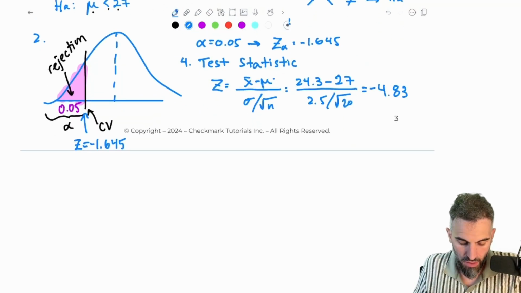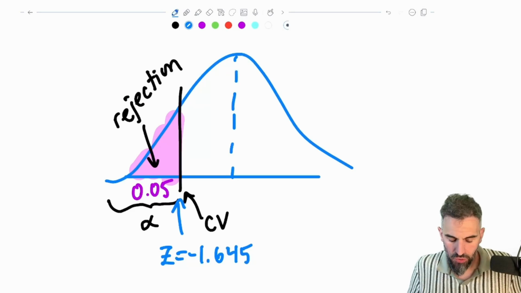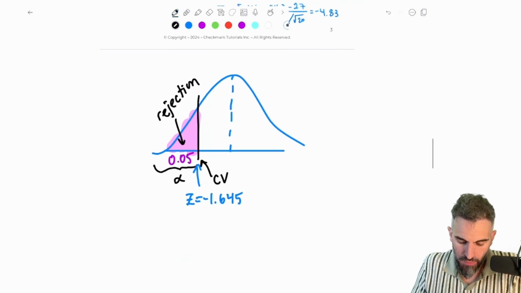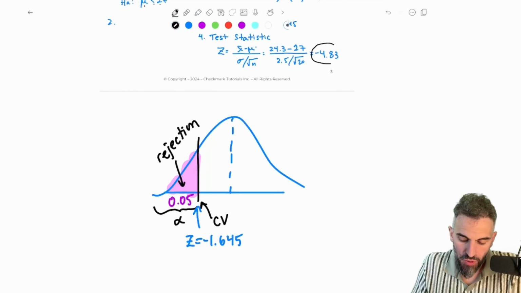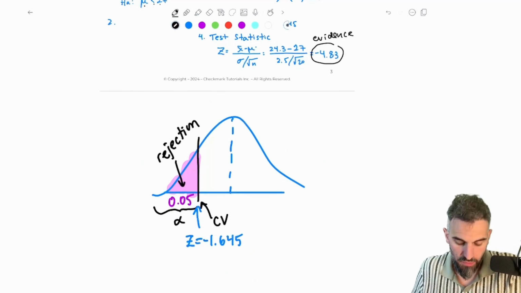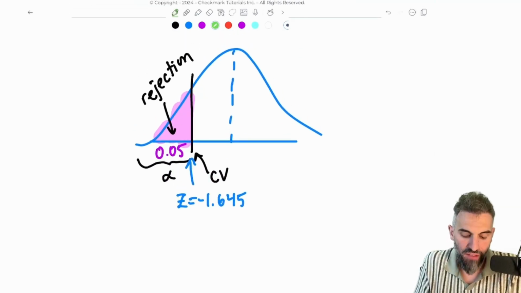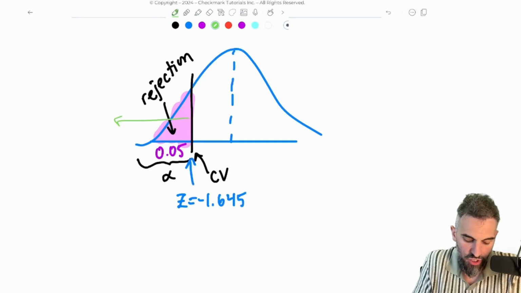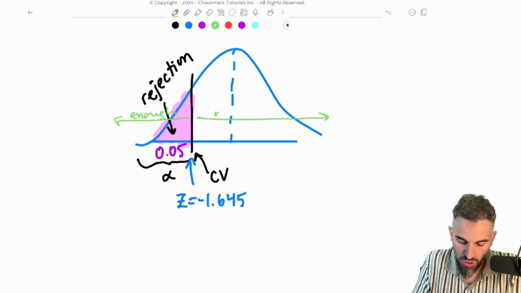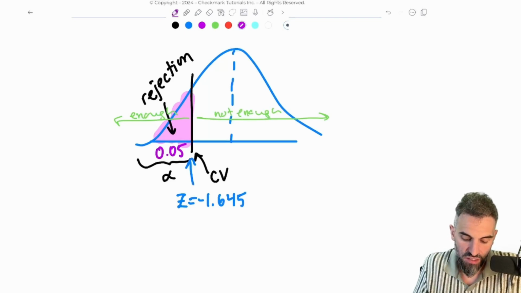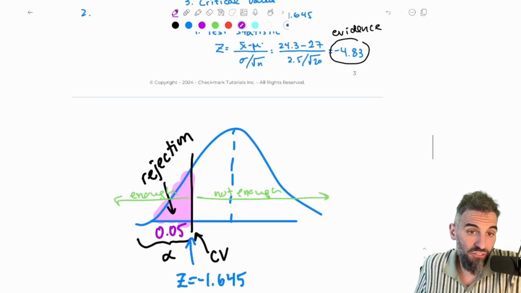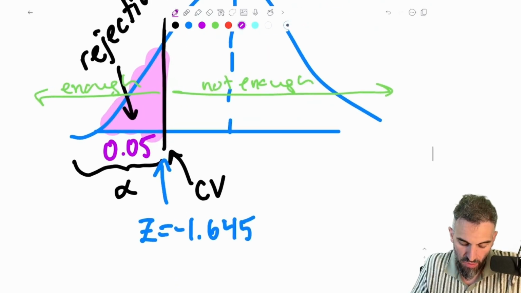Okay. Good. So what does all this mean? It's just a bunch of numbers. You found a z-score of negative 4.83. Think of this as your evidence, the evidence you gathered. This critical value represents the cutoff between having enough evidence. If you're in the rejection area, there's enough evidence, and if you're not in the rejection area, there's not enough evidence. So we're going to compare our test statistic and check if it is in the rejection area. And it is, right?